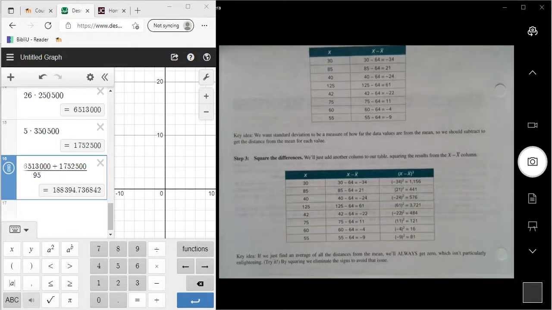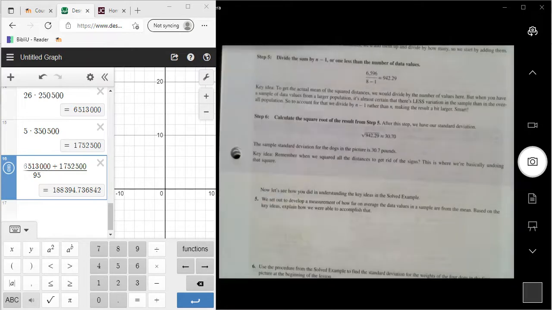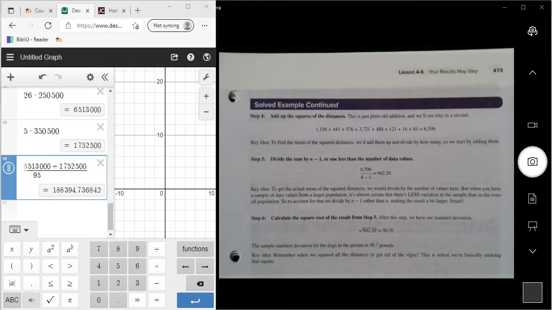Now, the key idea: if we just find the average of all the distances from the mean, we'll always get 0, which isn't particularly enlightening. Try it. By squaring, we eliminate the signs to avoid that issue. Now we move on to the next page. We go to step 4. Add up the squares of the distances. This is just plain old addition, and we'll see why in a second. We add all those up. The key idea is to find the mean of the square distances. We'll add them up and divide by how many. So we start by adding them.